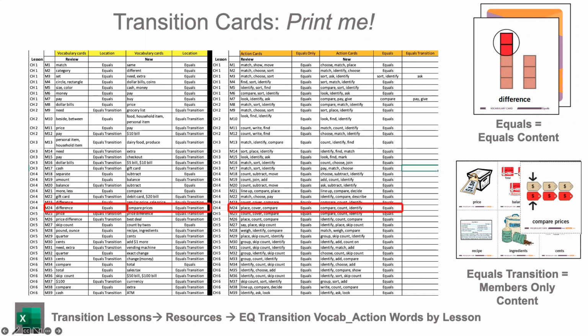For the action cards for M24, when I look at the 3 action cards that I will use for review, place, cover, compare, those are all action words that will be found within the equals content card set. Same for the new action cards, compare, count, identify. Those are also the equals content card set for my action cards.